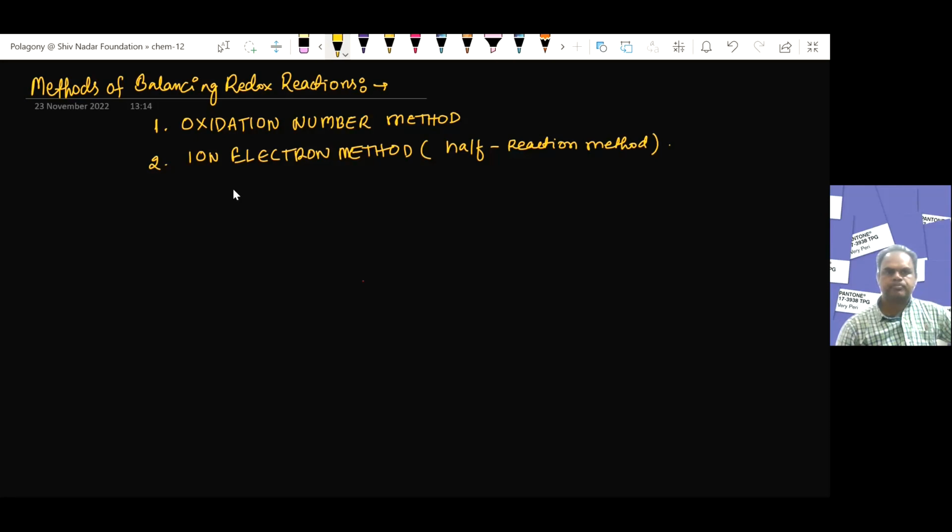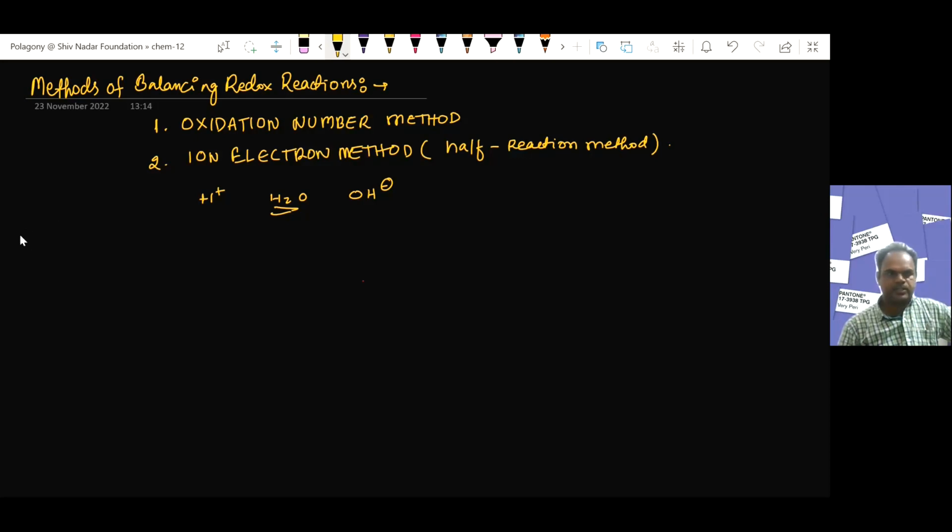In acidic medium or in neutral medium and in basic medium. As you know, the chemical reactions are carried out with H plus ions in acidic medium, OH minus ions in basic medium, and H2O in neutral medium. So how can the redox reactions be balanced?